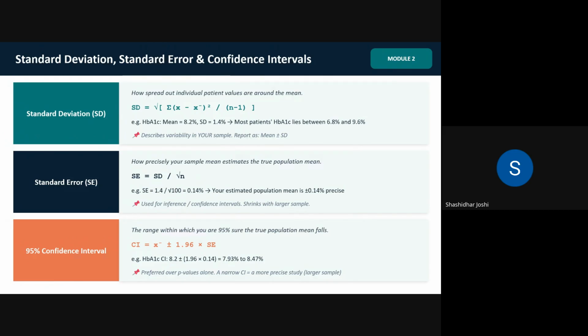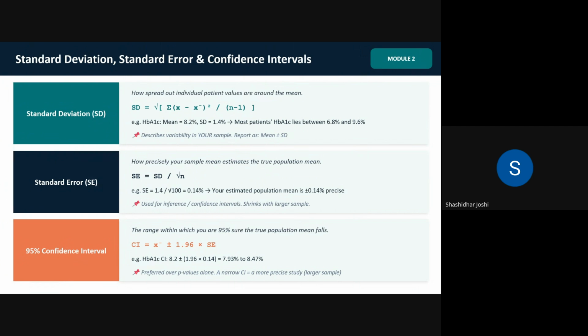Okay, now standard error says, if you see this slide, I have given a note there. Standard error says how precisely your sample mean estimates the true population mean. That means what is the error you are committing in extrapolating your sample mean to the population mean, or what is the error you are committing while generalizing your sample results to population results. So this is a very important measure actually.